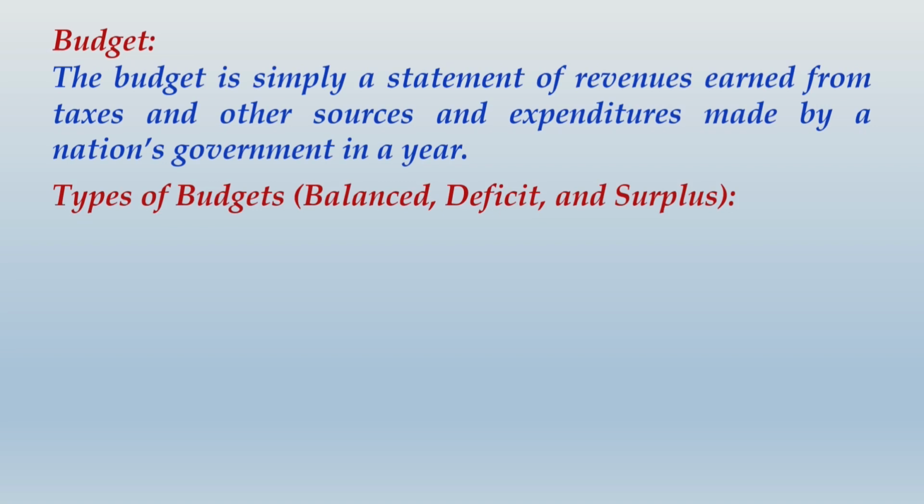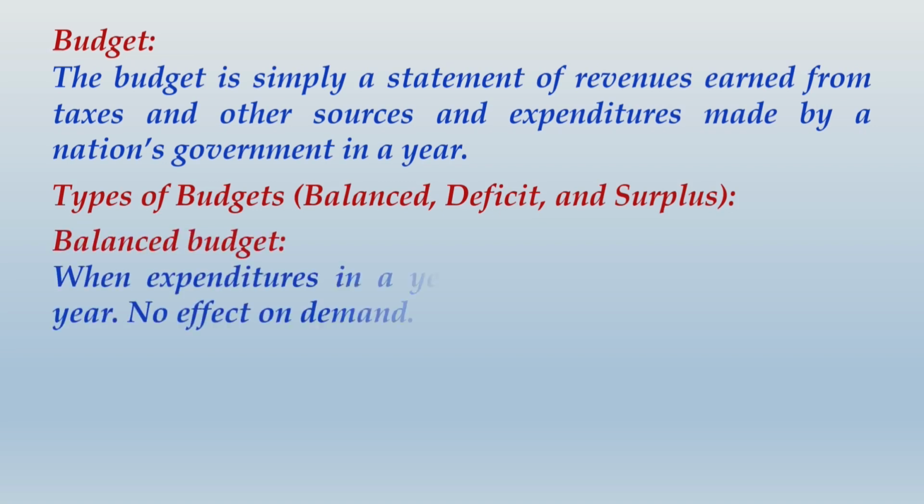Let us first understand what is a balanced budget. When expenditures in a year equal its revenue for that year, it is called balanced budget. It will have no impact on the demand because expenditure and revenue being matching, it's wholly balanced out, and therefore this will have no impact on the demand. Therefore no changes in the price level will occur.